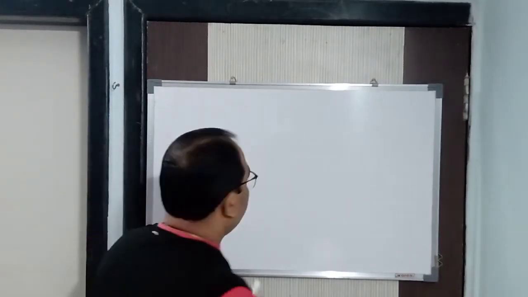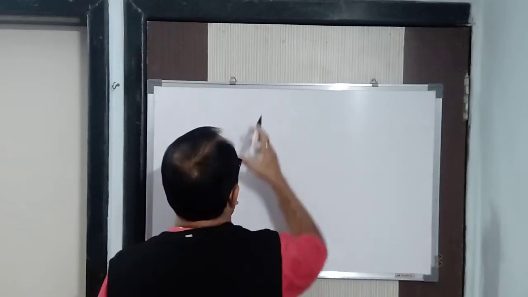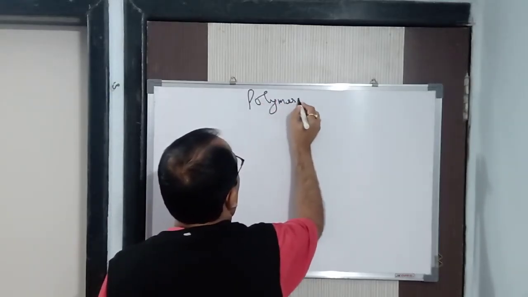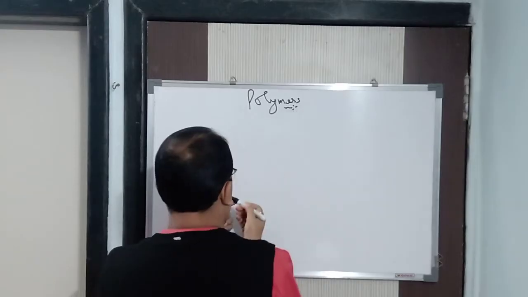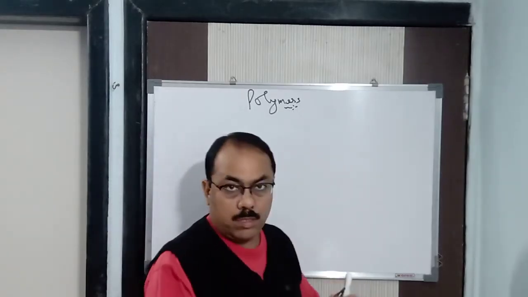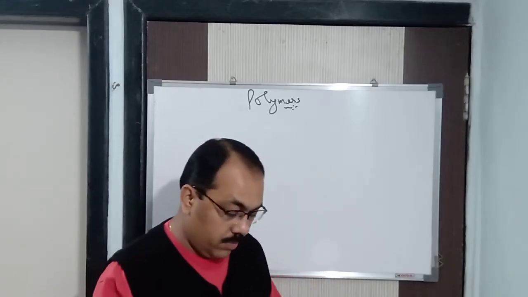Now we'll start the next chapter, that is polymers and polymerization. The next chapter is polymers and polymerization, so to say. So what are polymers? What do you understand by the term polymers?